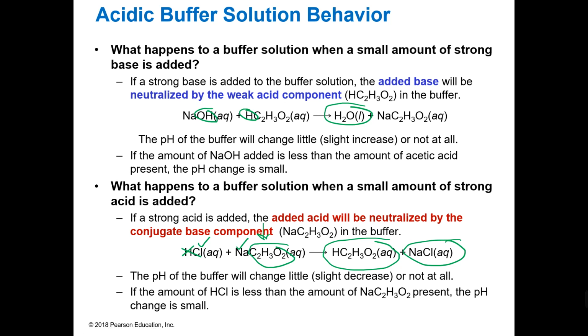When we add a base, the pH will rise slightly. When we add an acid, the pH will lower slightly. And when I say rise and lower, I mean numerically, because we know the closer to 1, the more acidic it is, the closer to 14, the more basic it is.